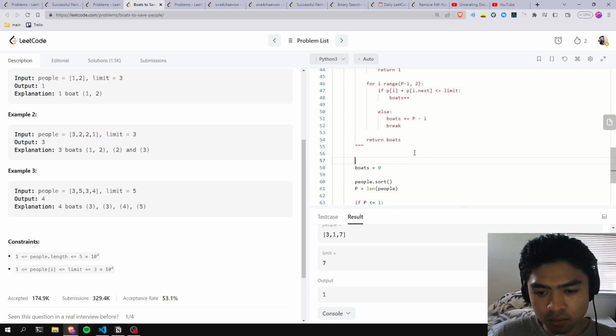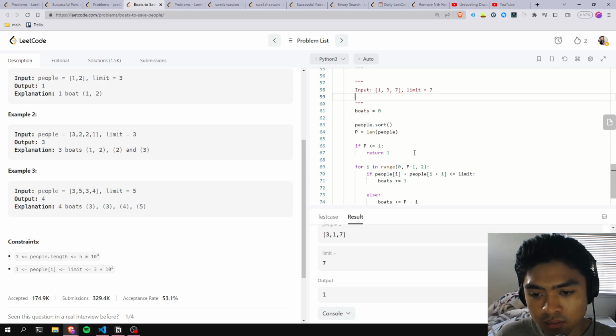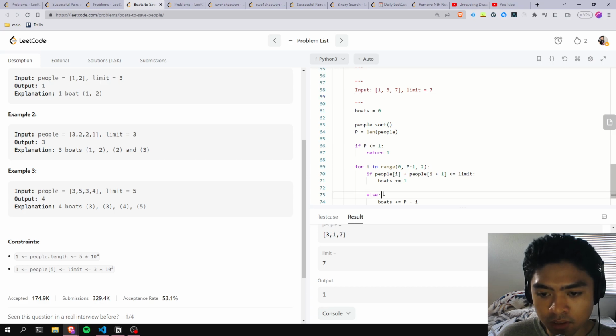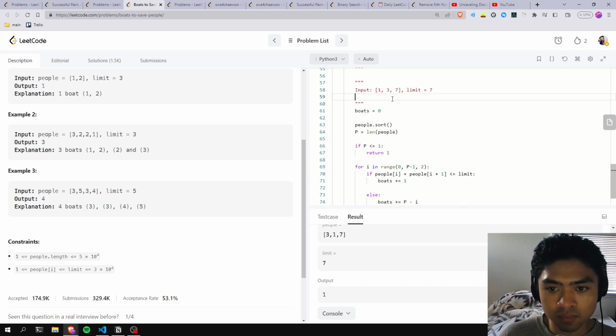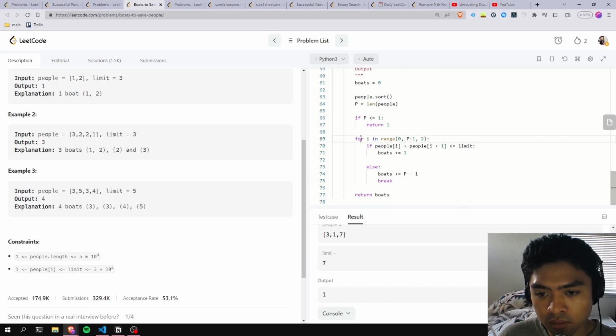I'm pretty sure it's because, let me think. Let's go through a review of part of it. Our input is 3, 1, 7, but sorted it'll be 1, 3, 7, right? And then our limit is equal to 7. I'm pretty sure it doesn't take in the 7 somehow because of this if statement, maybe. Okay, let's go through it. Sorted, p is equal to 3. If p is less than or equal to, it doesn't go through this at all. Go through this for loop starting at 0 all the way up to p minus 1. That's 2.